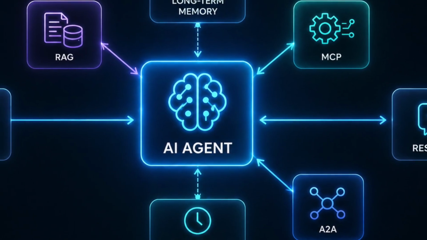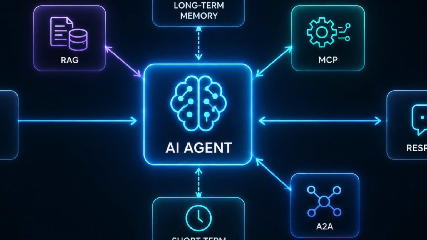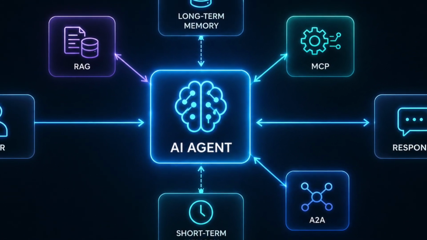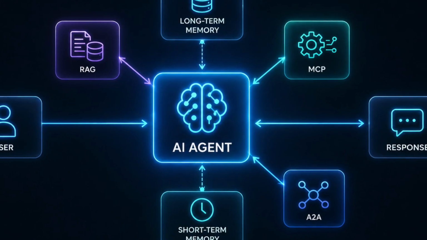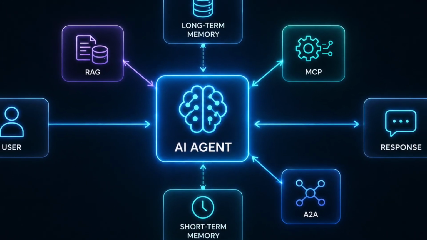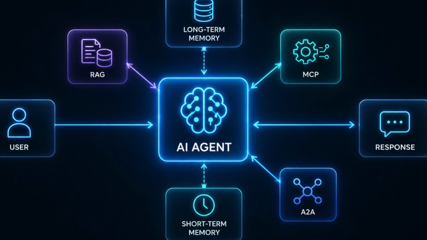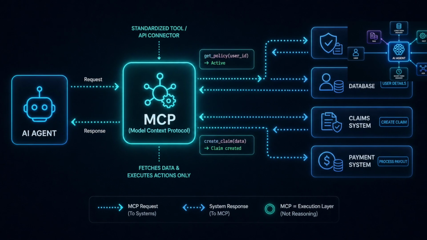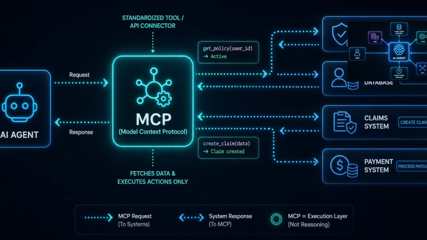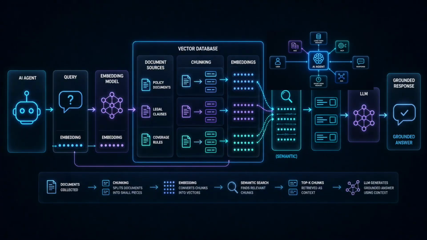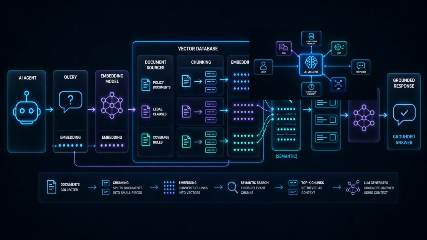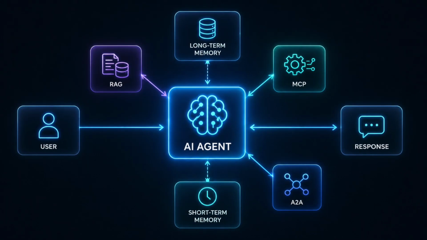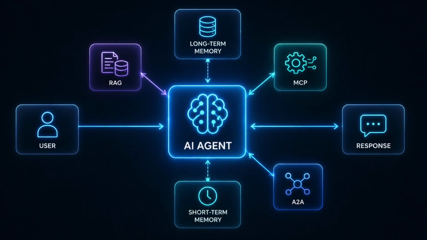The request first goes to an AI agent. But what exactly is an agent? An agent is not just a language model. It is a system that can understand intent, break problems into steps, decide what to do next. In this case, the agent creates a plan. Check if the user is covered, validate policy rules, file a claim, run fraud checks, estimate payout. This planning step is what makes it an agent, not just a chatbot.